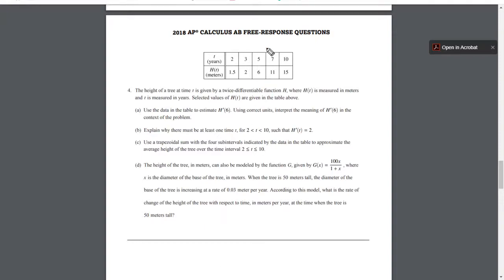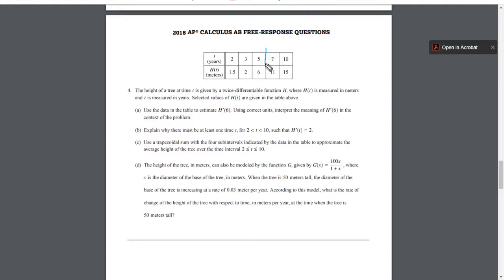So we're looking for 6, which is right there, halfway between 5 and 7. So we're looking for a rate of change. We're given the values. I'm going to interpret it first. It's how fast the tree is growing at 6 years, when it's 6 years old. How many meters per year the tree is growing when the tree is 6 years old.